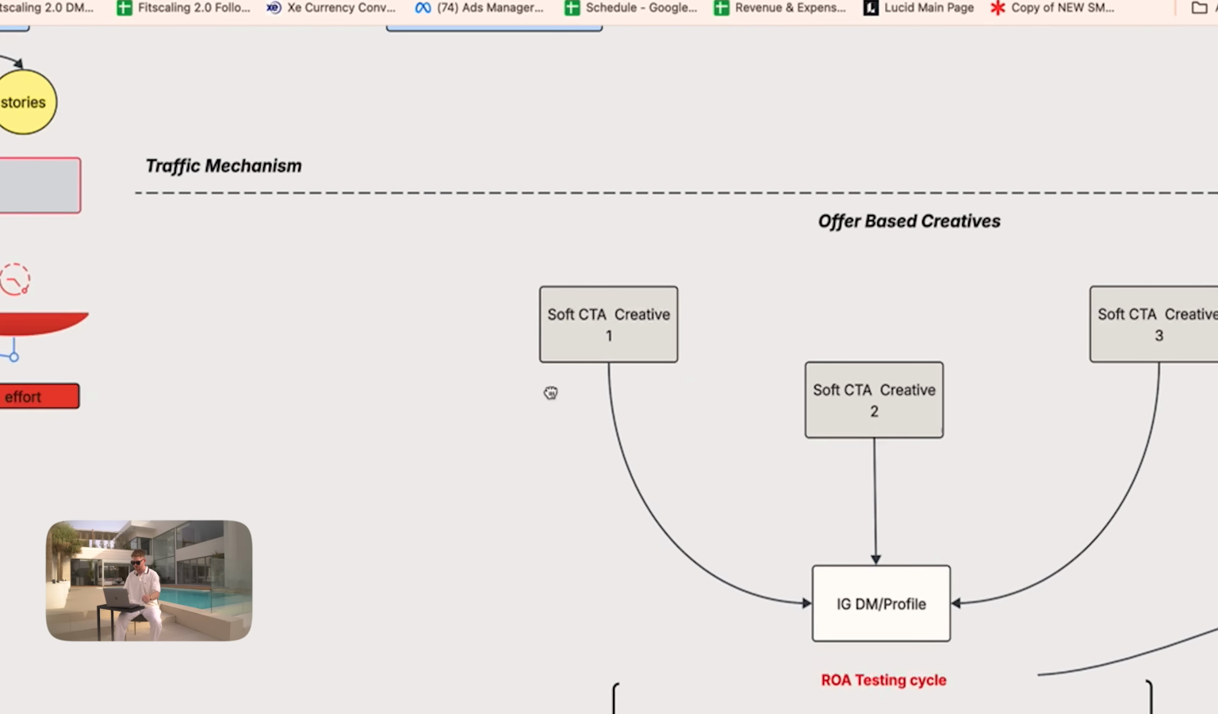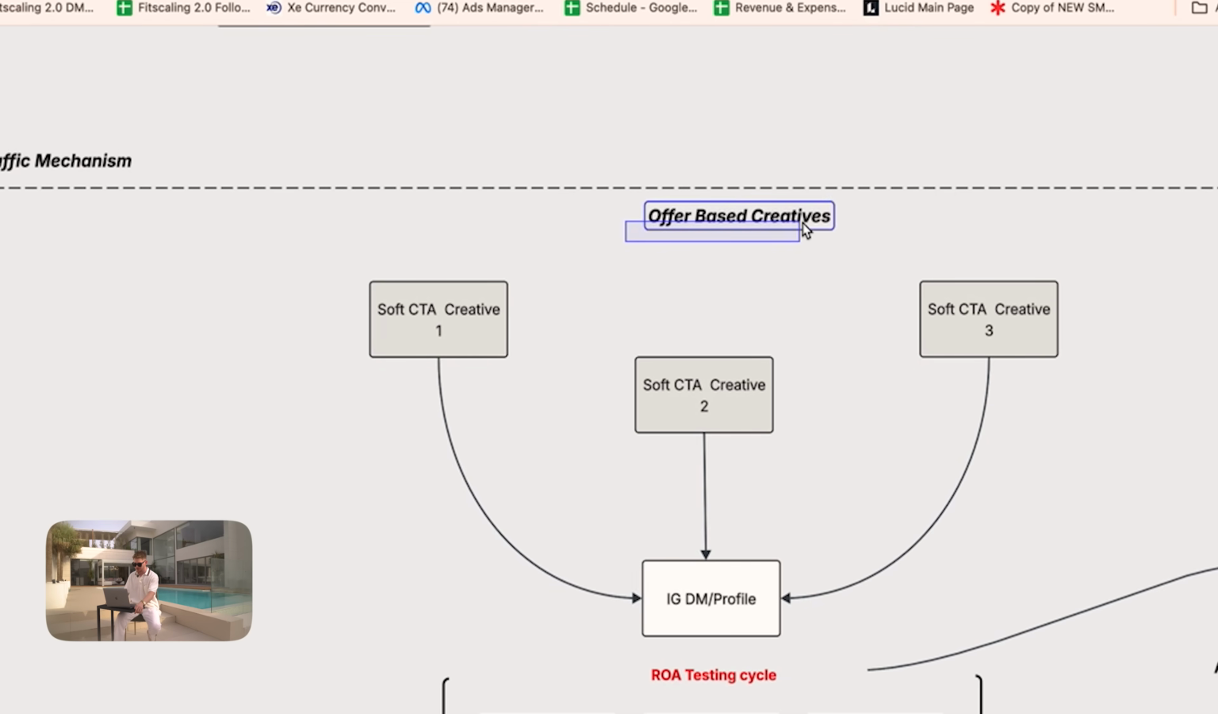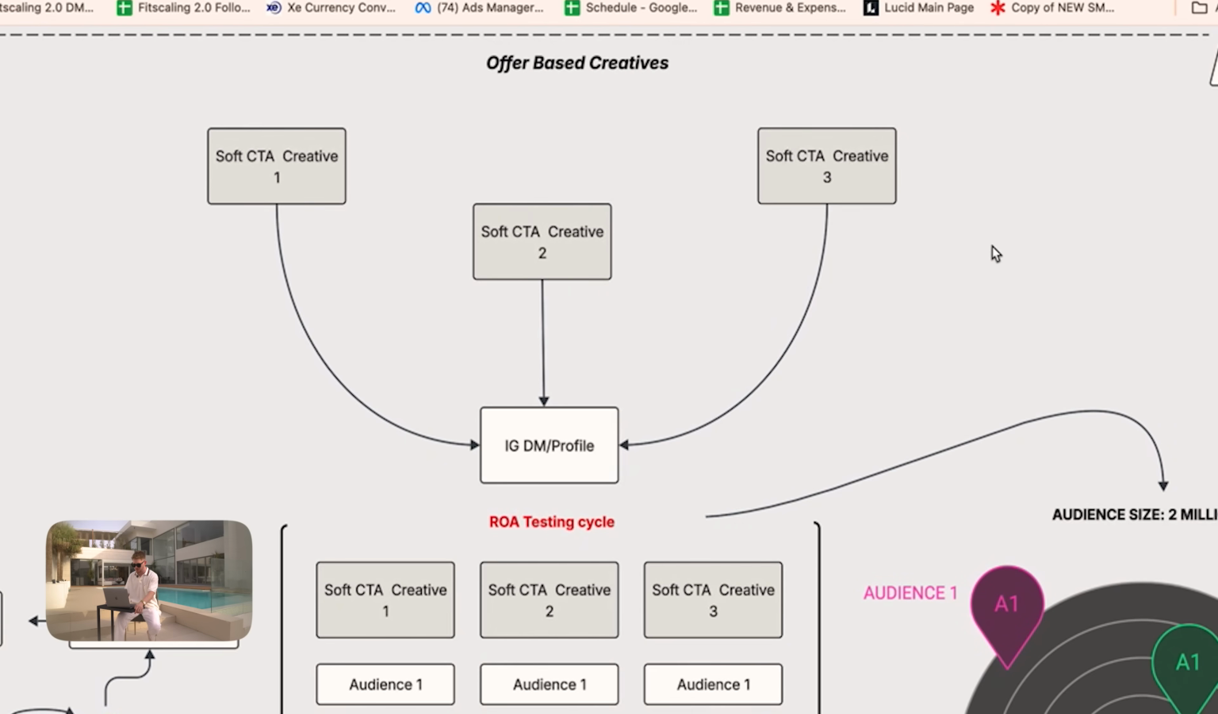So the traffic mechanism that we are going to use is offer-based creatives, right? Soft CTA creative 1, soft CTA creative 2, and 3. We are always running 3 different creatives at the same time, right? IG, DM / profile ads, okay?